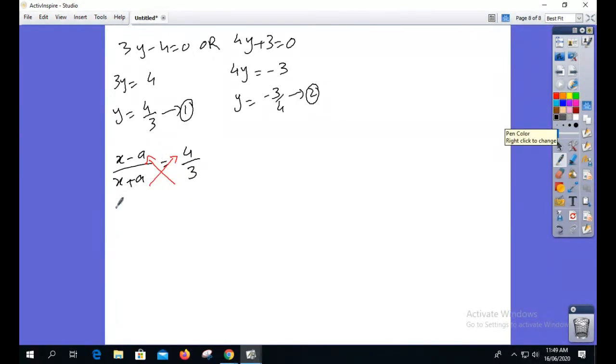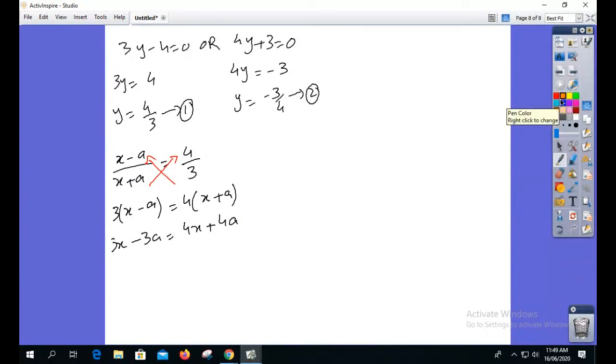We have 3 times x minus a, 4 times x plus a. We have 3x minus 3a, 4x plus 4a. Now we shift 3x from here to here and 4a from here to here. What we have? Minus 4a minus 3a equals to 4x minus 3x.